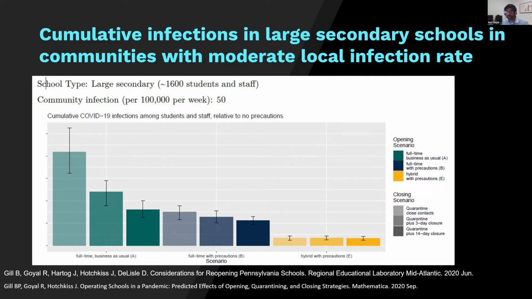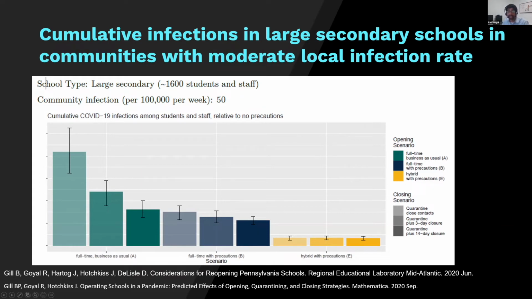Again, our report includes many different versions of this chart based on grade level, school size, and community infection rate. This particular example shows results for a secondary school with approximately 1,600 students in a community where the infection rate was around 50 per 100,000. To summarize the results, the figure shows that cumulative infections are consistently lower for full-time operation with precautions compared to doing absolutely nothing, business as usual, and still lower in part-time in-person attendance with small groups.